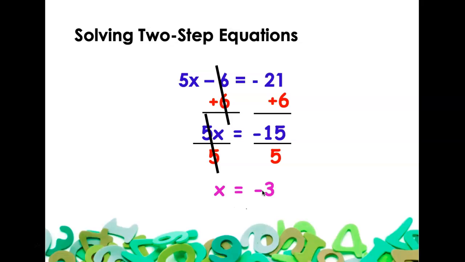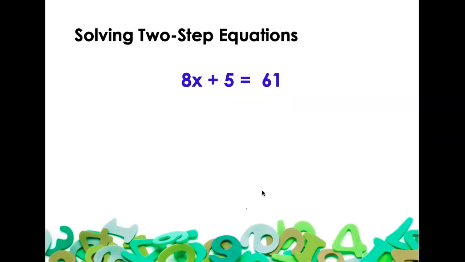Okay, I'm going to give you another example. 8x plus 5 equals 61. If you don't see the operation, it's multiplication. Remember, number 1 step, you either add or subtract. Here it is plus 5, so you go minus 5, the opposite. Now we're going to solve this downwards. Plus 5 minus 5 is 0. So you're going to bring down 8x, and then equals 61 minus 5 is 56.